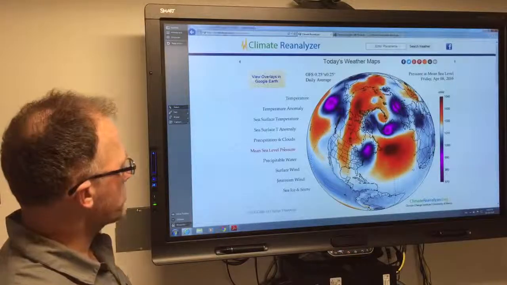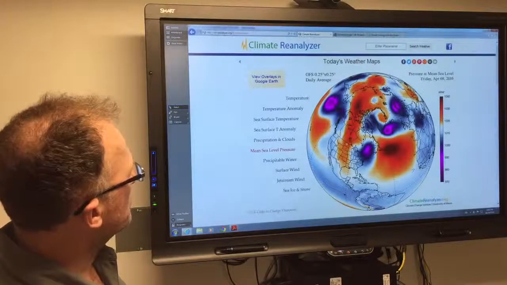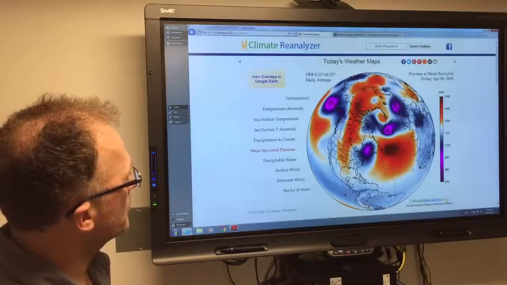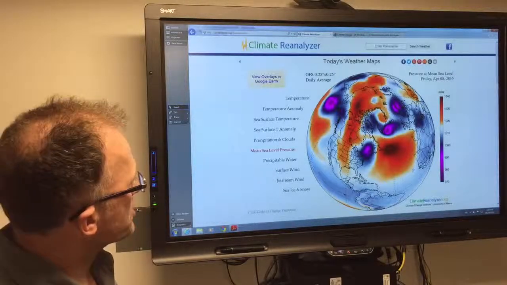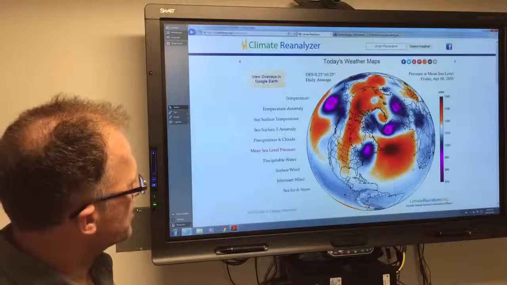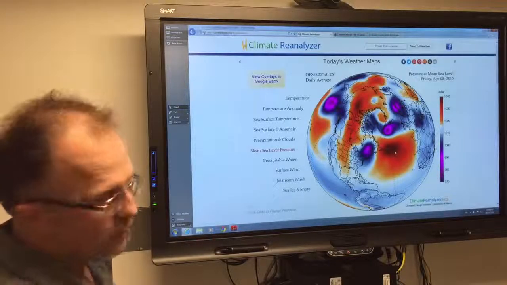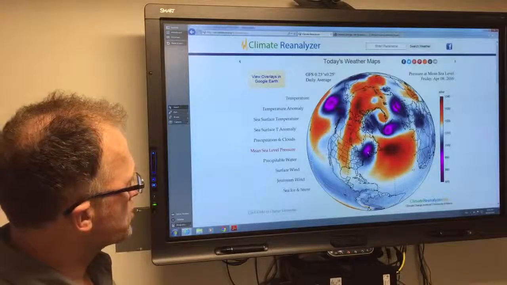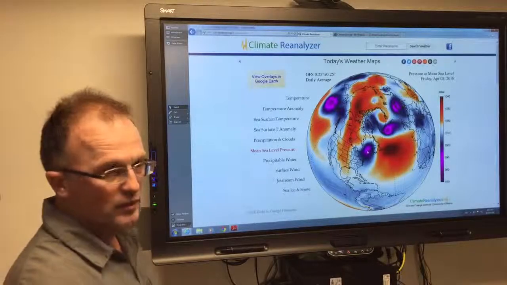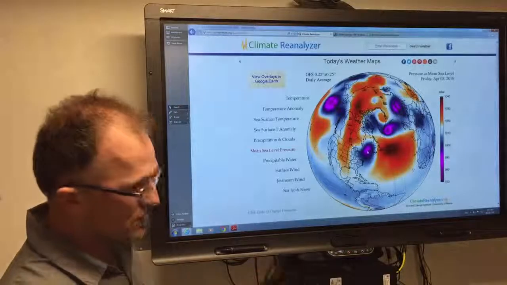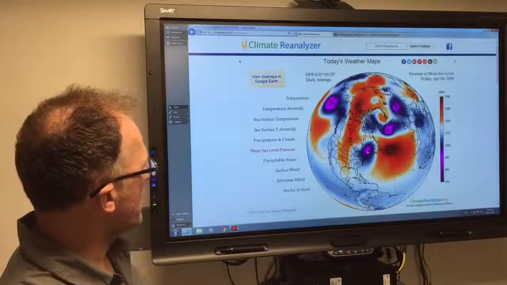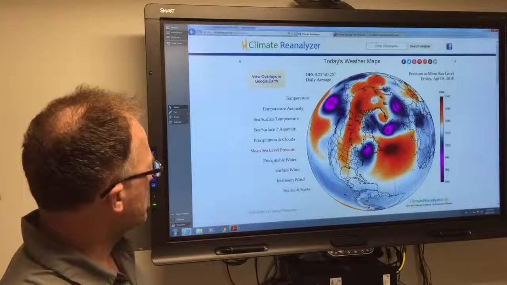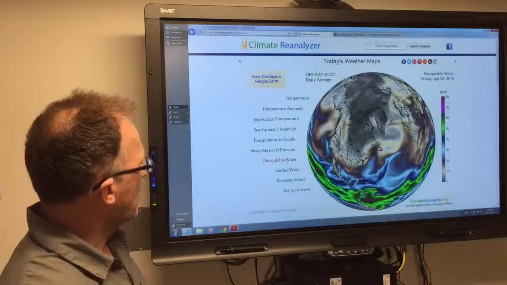Mean sea level pressure is in millibars. About 1,010 is nominal. The areas of high pressure are red, the areas of low pressure are purple. Areas of high pressure are stable temperature, stable air. Areas of low pressure are where there's storm activity. Just tap the barometer, pressure drops, a storm is on the way. And these regions are very much dictated by what the jet stream is doing.